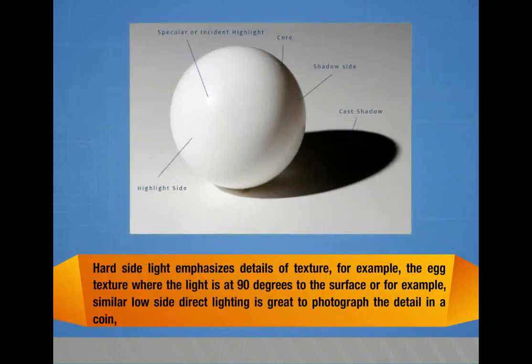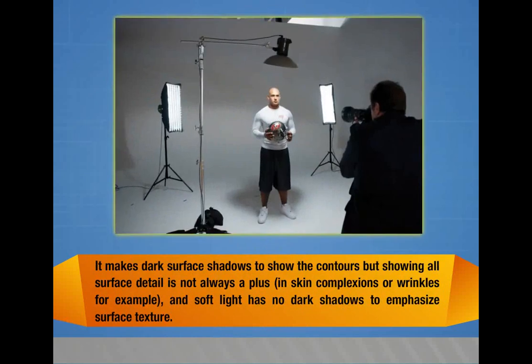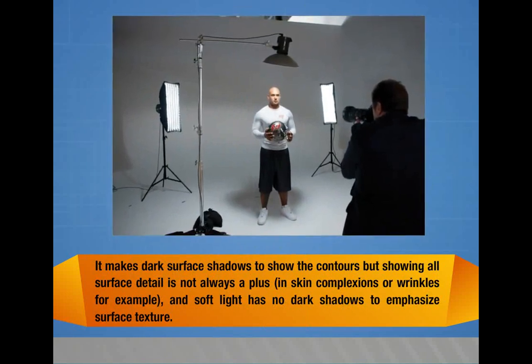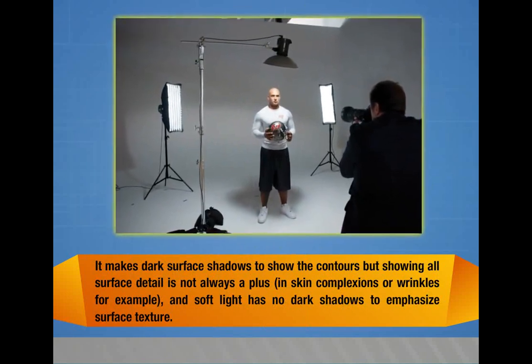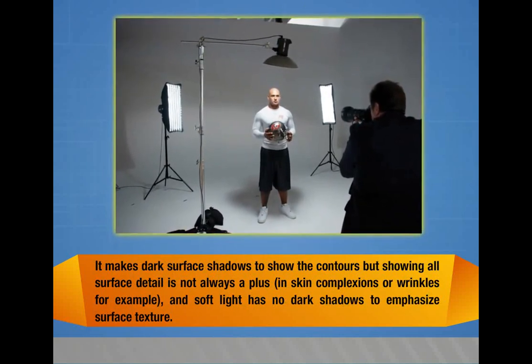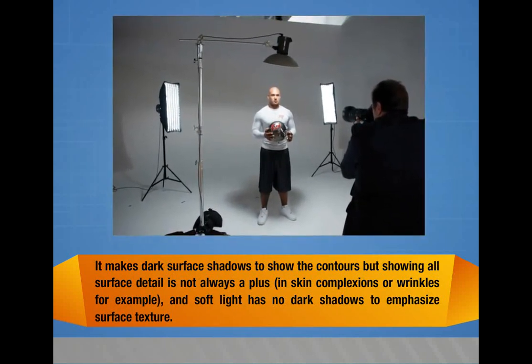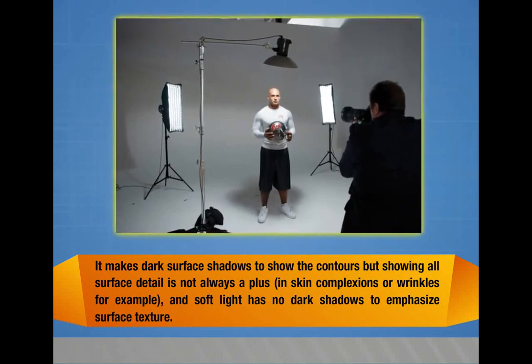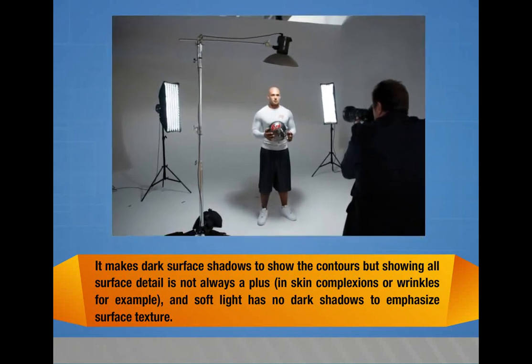Hard side light emphasizes details of texture. For example, the egg texture where the light is at 90 degrees to the surface, or similar low side direct lighting is great to photograph the detail in a coin. It makes dark surface shadows to show contours, but showing all surface detail is not always a plus. In skin complexions or wrinkles, for example, soft light has no dark shadows to emphasize surface texture.